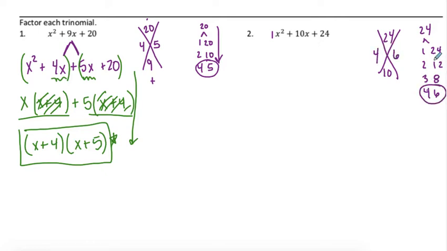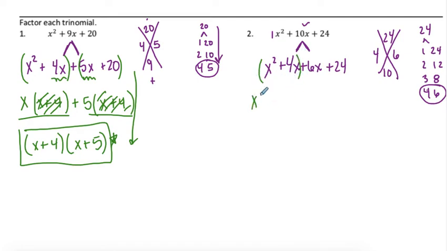I was almost tempted with the 2 and 12, but one of them would have had to be subtracting, and since this is positive, they have to have the same signs. So my 10x I'm going to rewrite as 4x plus 6x. I'm going to make those two add to go back to my middle term. That's why we call this splitting the middle term, factoring the trinomial. I bring down my x squared and my plus 24 at the end, and then I'm ready to group.